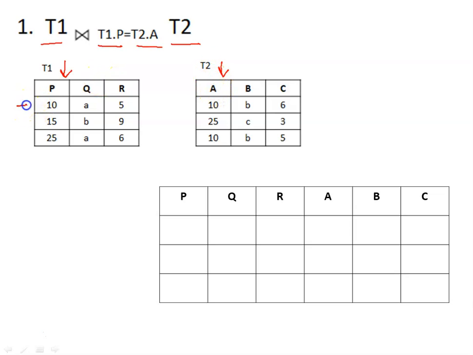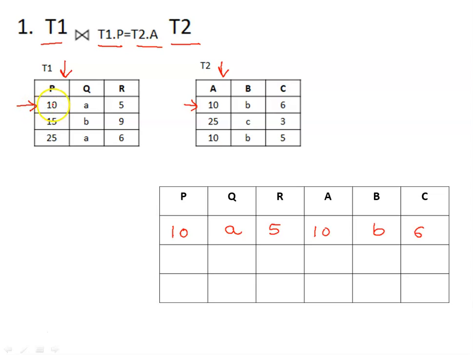We consider the first tuple, 10, and the first tuple of T2. Okay, so there is a match over here. Since there is a match, we can have a join. So in the output we will have a join of the first tuple of T1 and the first tuple of T2. So it will be 10 A 5 and 10 B 6.